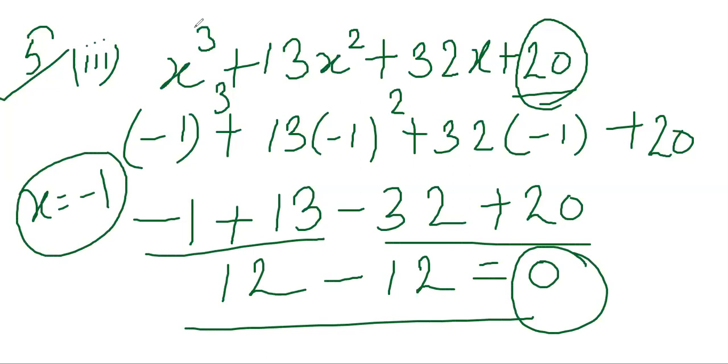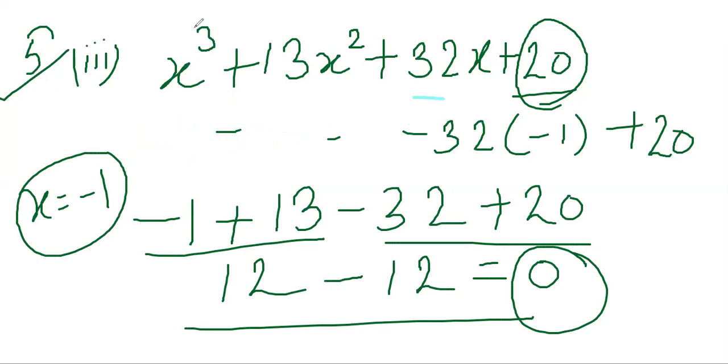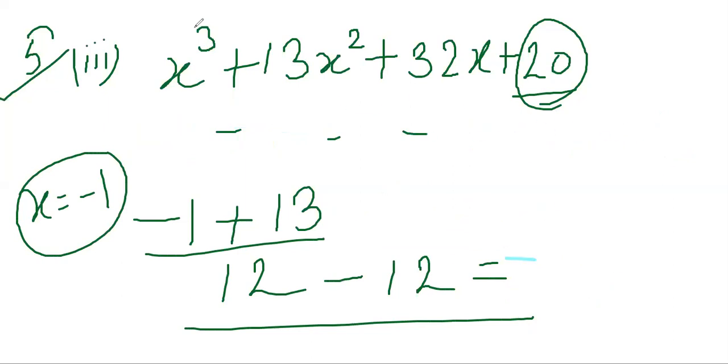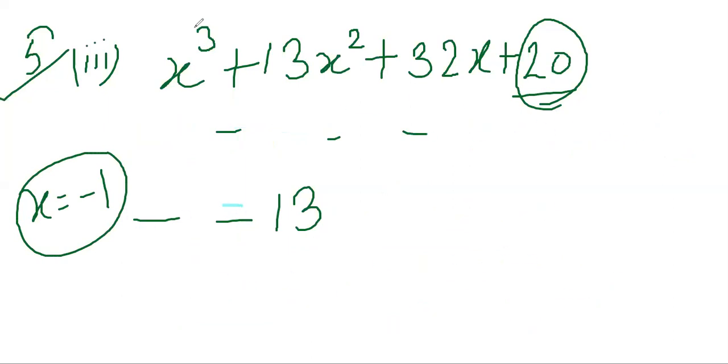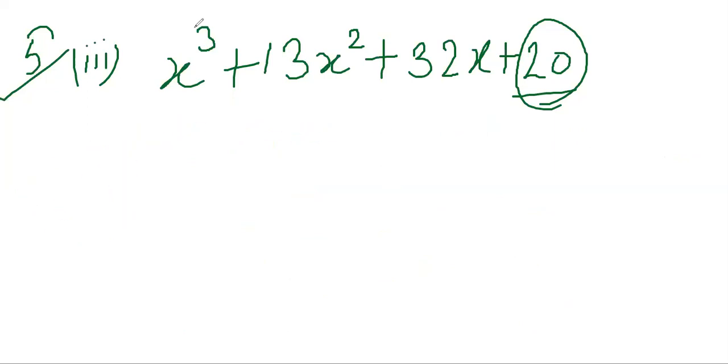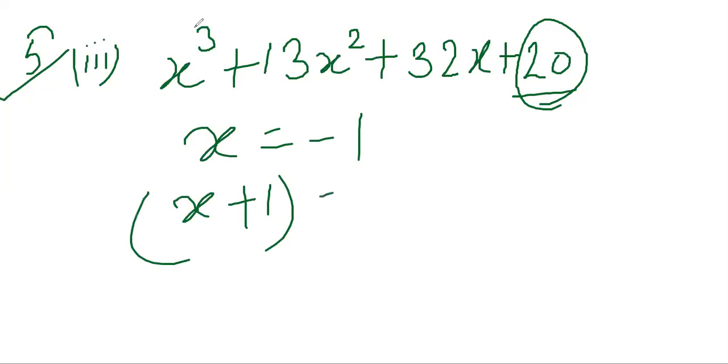यहाँ से हमें एक 0 मिला. So here we can say that x plus 1 is a factor of the polynomial. अगर x is equal to minus 1 zero है polynomial से, means अगर minus 1 put करने पर the value of polynomial is 0, so we can say that x plus 1 is a factor of the given polynomial by the factor theorem.